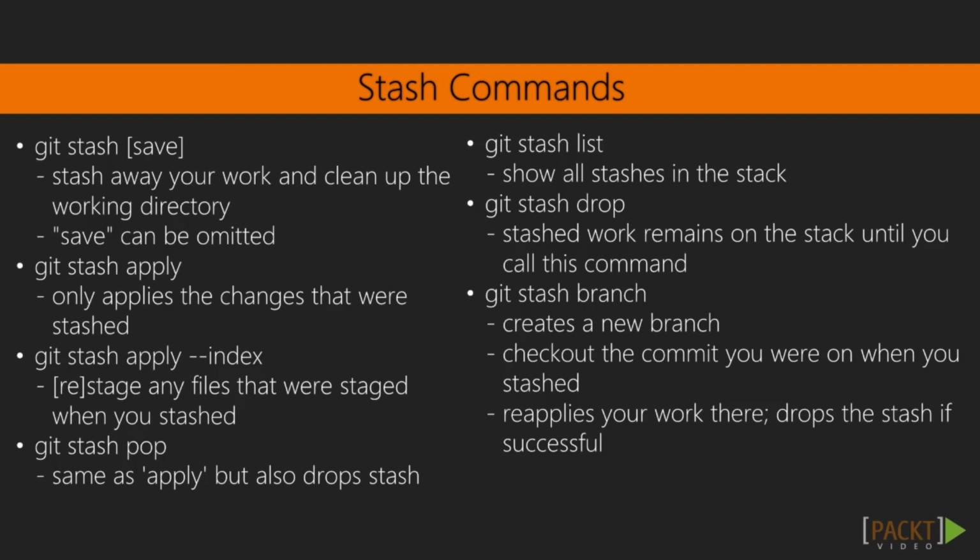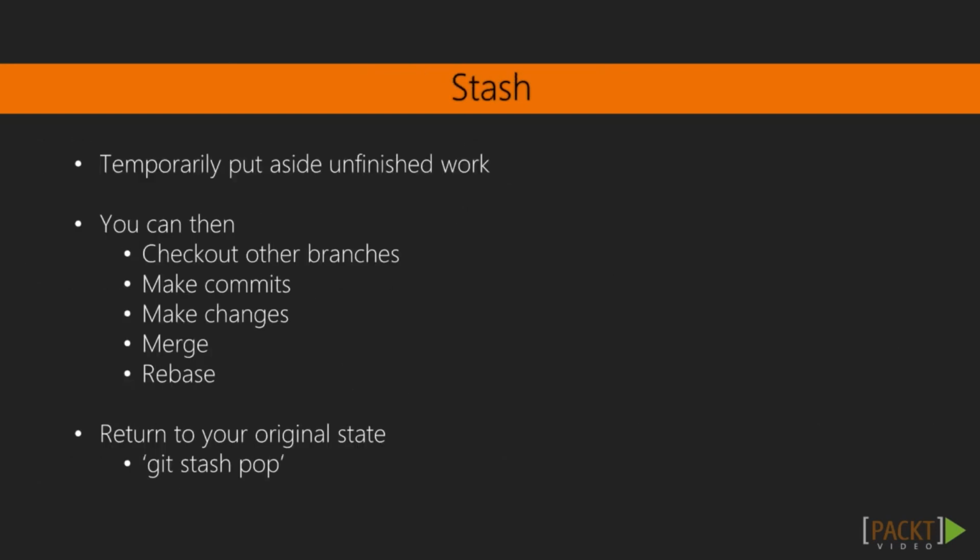There are a few additional commands for manipulating and managing stashes. We had some experience with save, apply, and the --index switch. You saw how to list all the current stashes. You can clean up by using drop, and even take the contents of a stash and make it into a new branch. Git stash allows you to temporarily put aside some unfinished work. You can then check out other branches, make commits or changes, get that bug fixed, and merge or rebase the branch.